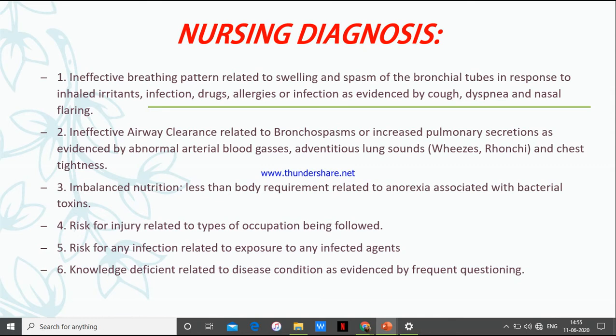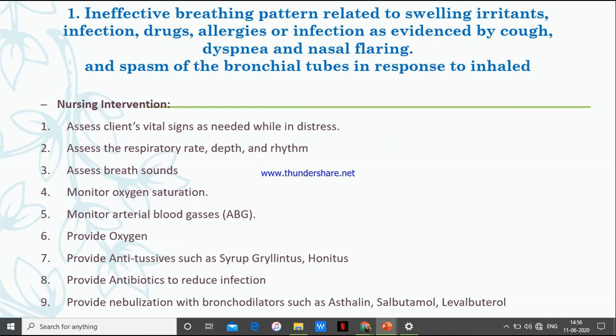Then number 5, risk for infection related to exposure to any infected agent. So infections also can be chances. And last is knowledge deficit related to disease condition as evidenced by frequent questions. So people will be very anxious and curious about the signs and symptoms that they're having and the disease condition. So knowledge deficit is a very important nursing diagnosis. So these are some of the very important nursing diagnoses for occupational health disorders. So let us see their interventions.